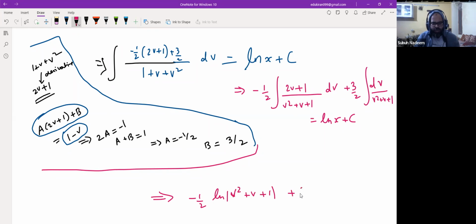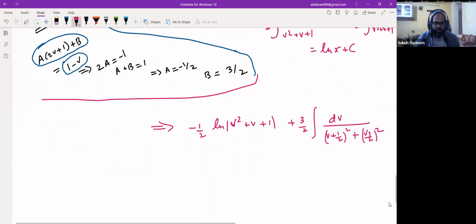Another one will be 3 by 2. You have to complete the square. You remember that. This will be v plus 1 by 2 whole square. So v square plus v, you will get plus 1 by 4. So you have to write here root 3 by 2 whole square. So 3 by 4 is equal to log x plus c.